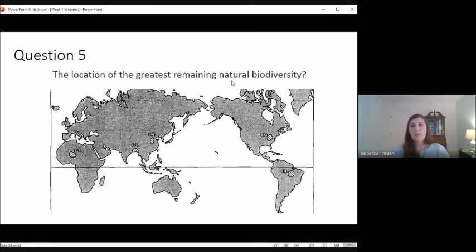All right, last multiple choice question here. The location of the greatest remaining natural biodiversity. So biodiversity is just a lot of different species living together in the same location. And if we remember talking about the abiotic factors that tend to affect this, high temperatures throughout the years, lots of precipitation so that you've got lots of primary productivity and a lot of energy in the system for multiple different species to be able to utilize.